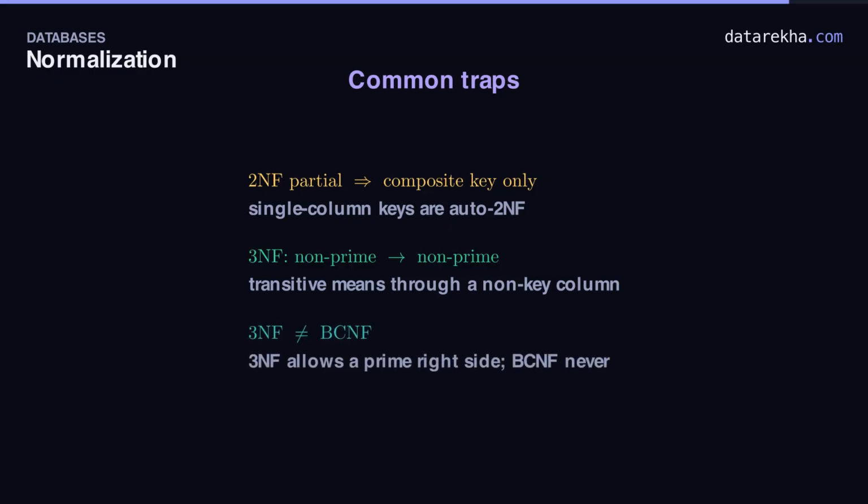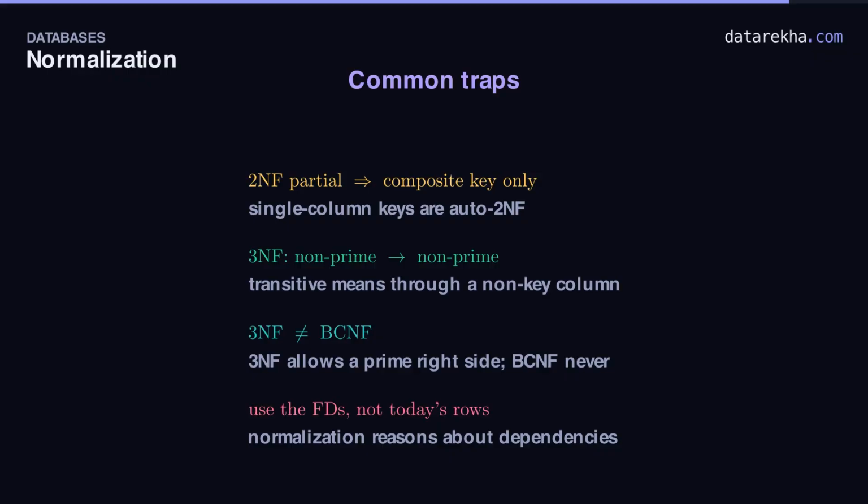Trap 3. Assuming third normal form gives you Boyce-Codd for free. It doesn't. Third normal form forgives a non-superkey determinant when the right side is prime. Boyce-Codd forgives nothing. Always check the determinant is a superkey. And trap 4. Judging a design from the data you happen to see. Normalization is decided by the functional dependencies and keys, never by whether a particular snapshot looks tidy. A lucky table can still be badly designed.